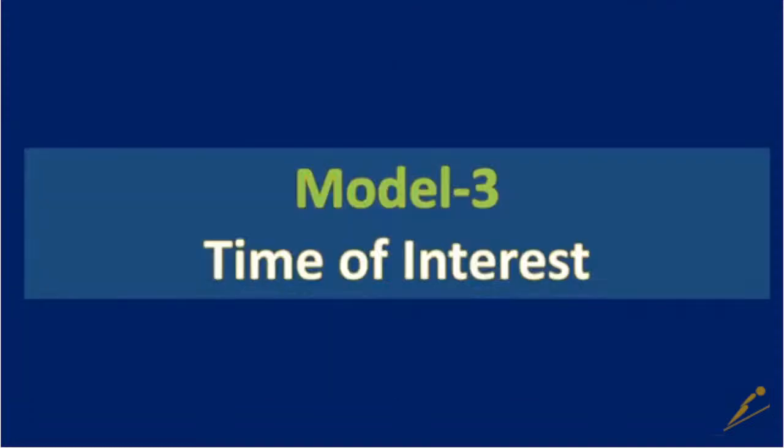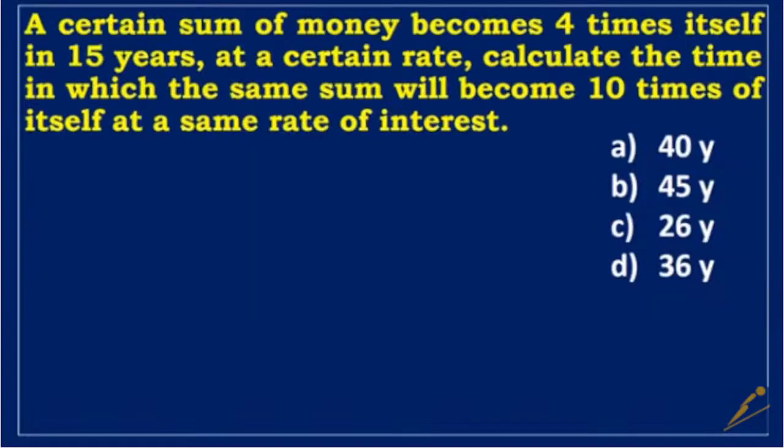Let us now look at the third model. Time of interest is given. A certain sum of money becomes 4 times itself in 15 years, at a certain rate. Calculate the time in which the same sum will become 10 times itself at the same rate of interest.